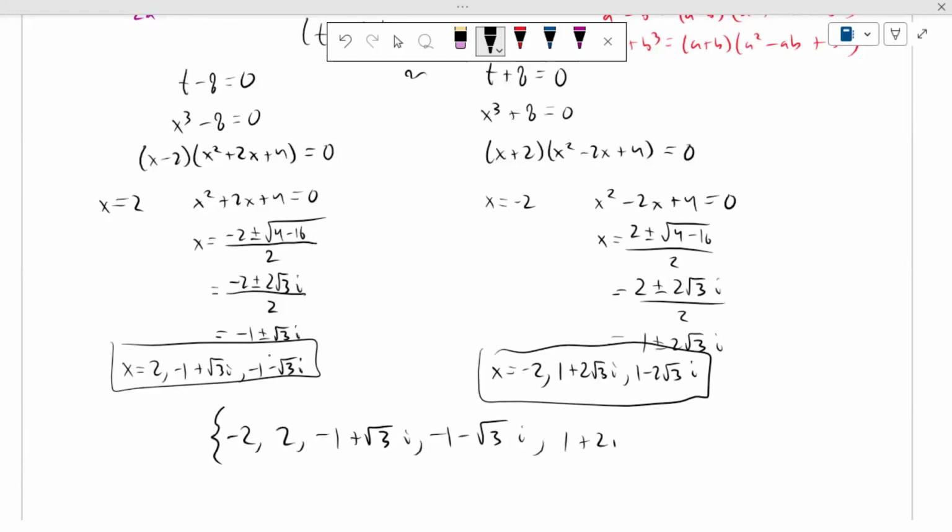Oh, sorry. My 2's are supposed to cancel out over here. Nobody corrected me on that either. This 2 will cancel off with that 2 and that 2. So I should have that this is gone and this is gone. There we go. And then we have 1 plus the square root of 3i and 1 minus the square root of 3i. All right, there we go. So yeah, I like to put them as a list like that.